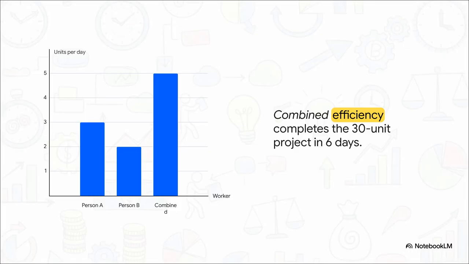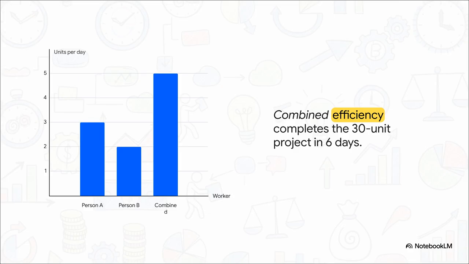And this brilliantly illustrates the magic of this method. Let's look at the daily efficiencies. If person A finishes the 30 chocolates in 10 days, they're eating exactly 3 chocolates a day. Person B takes 15 days, so they are eating 2 a day. Now, put them in a room to work together. Person A eats 3, person B eats 2.